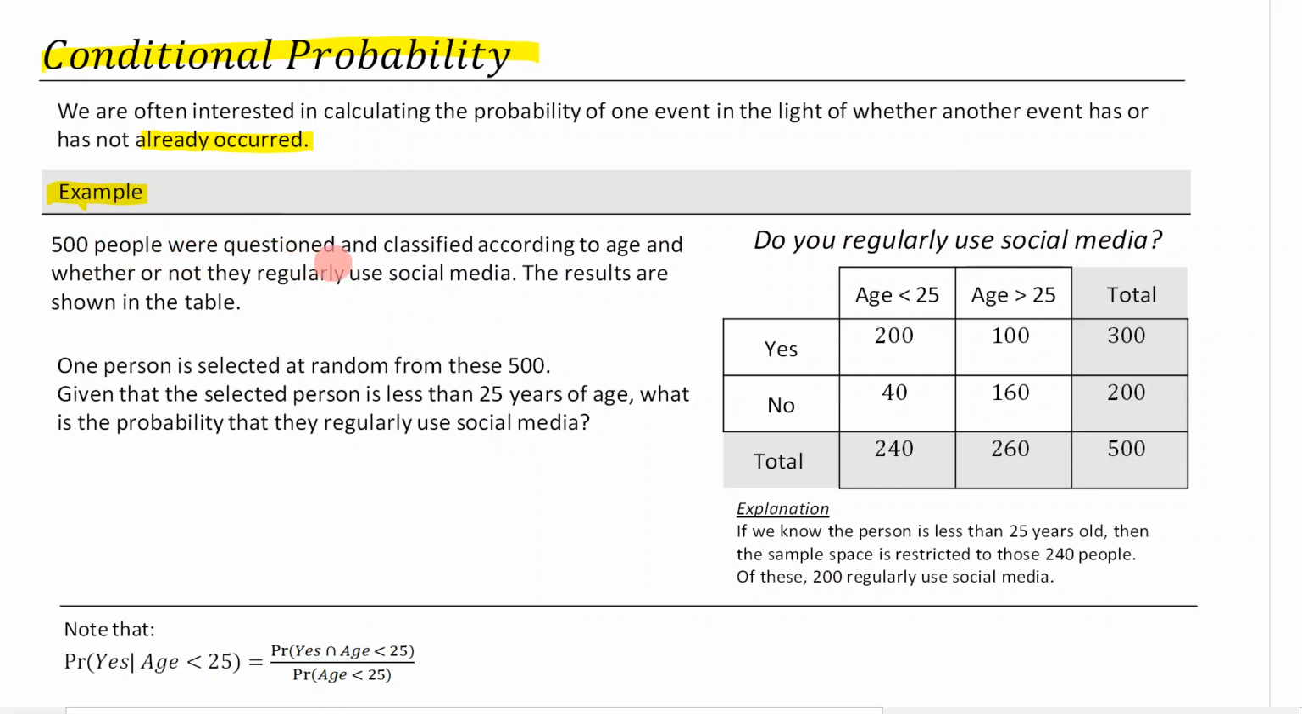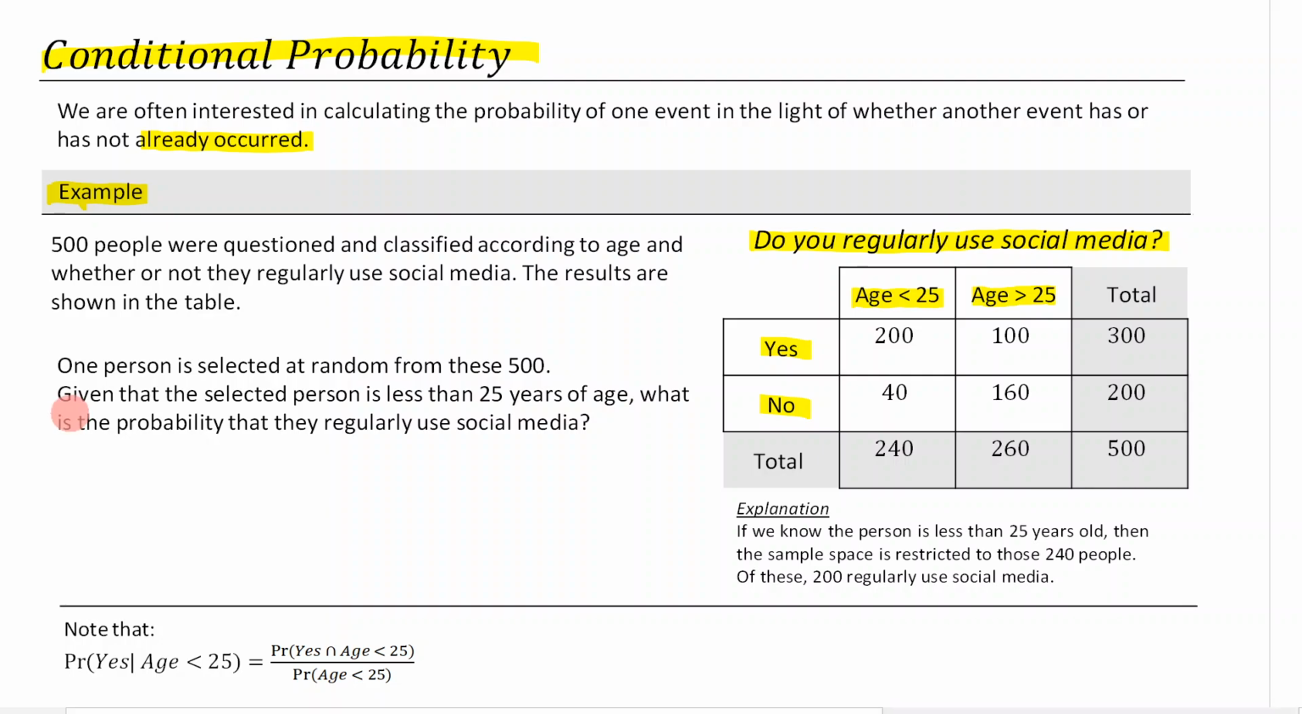500 people were questioned and classified according to age and whether or not they regularly use social media. The results are shown in the table. So here's our table. Do you regularly use social media? As you can see, we've broken it up into people below 25 and people above 25, and then answering yes or no. One person is selected at random from these 500 people. Given that the selected person is less than 25 years of age, what is the probability that they regularly use social media?